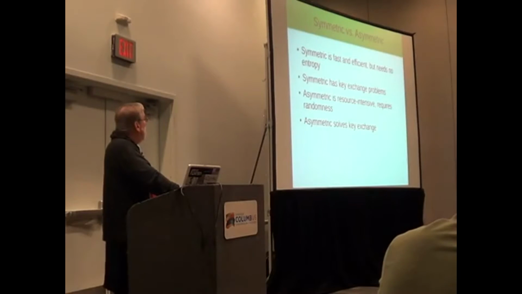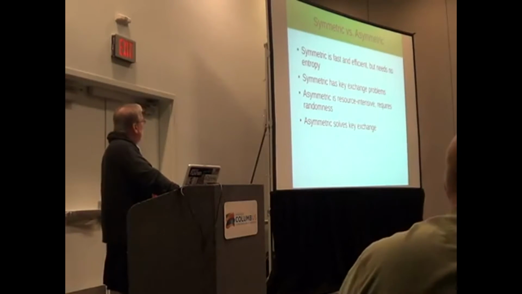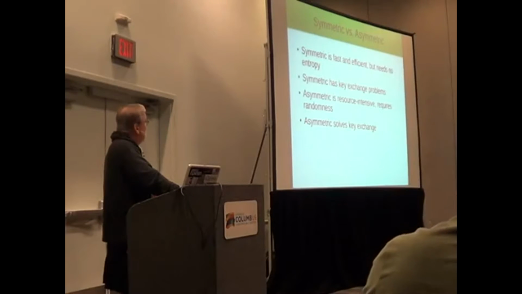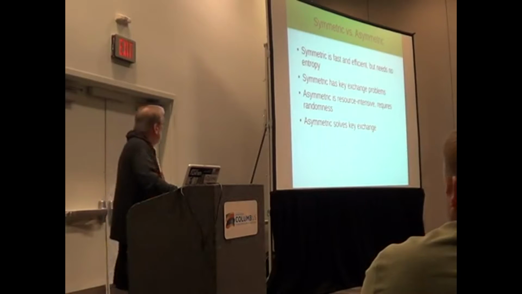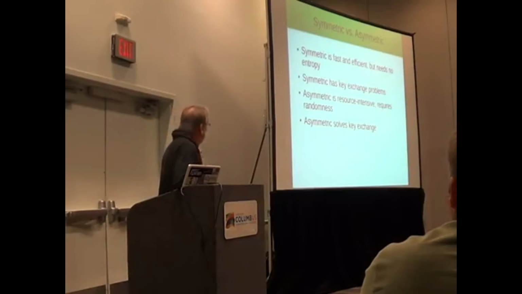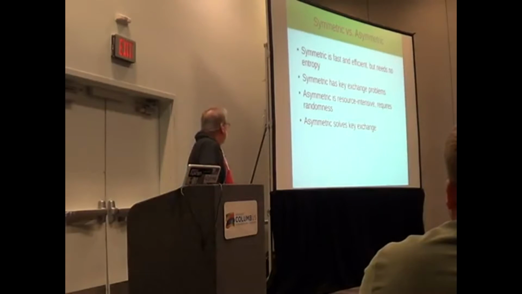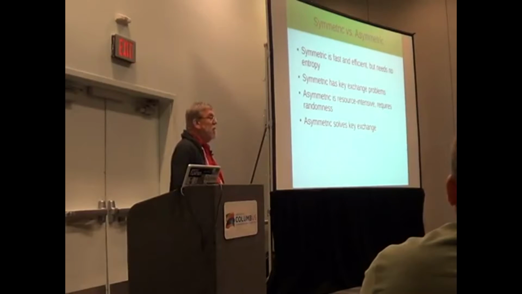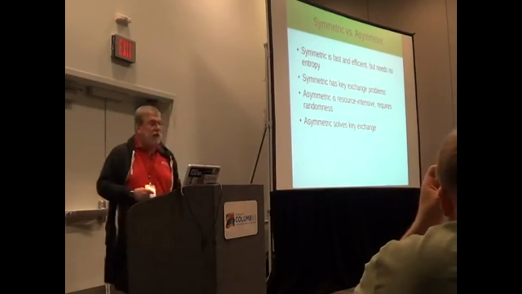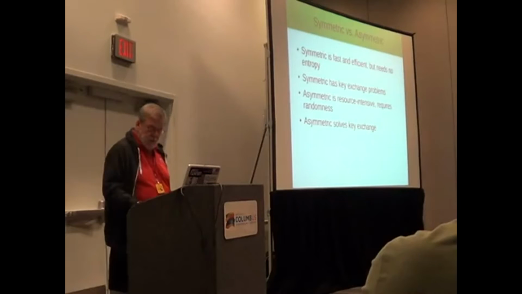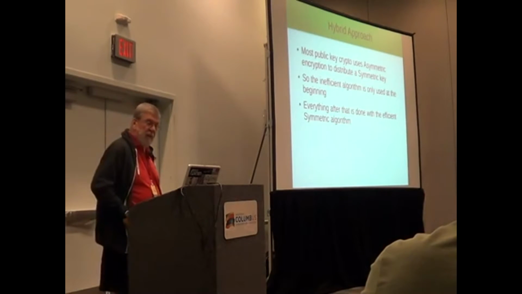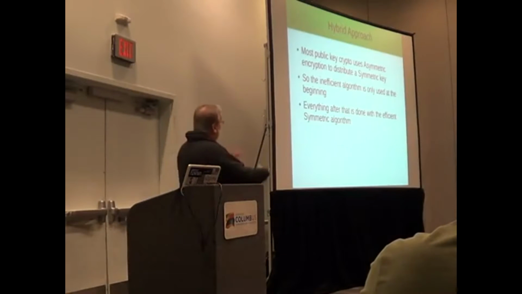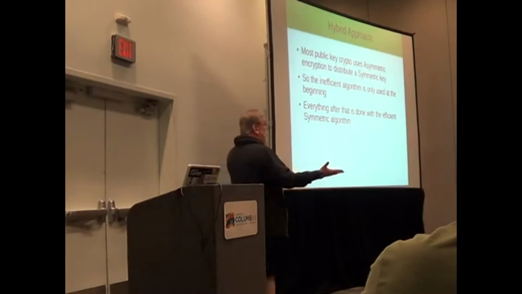Now, symmetric versus asymmetric. Symmetric is fast and efficient, but needs no entropy. But it has key exchange problems. Asymmetric is resource intensive, requires randomness, but it solves the key exchange problem. Well, what can we do with that? Let's encrypt the symmetric key.